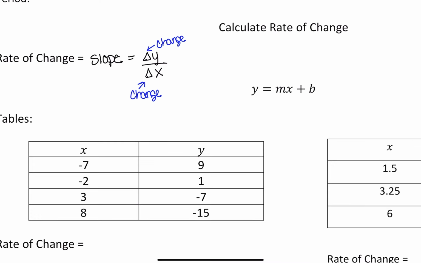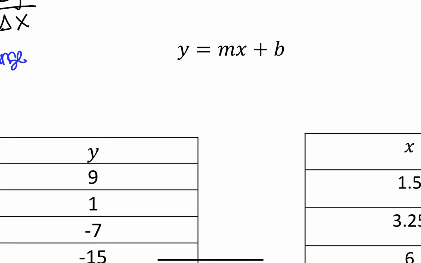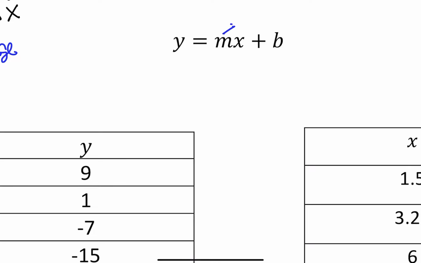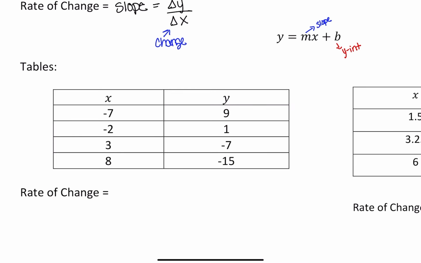Now, let's go to our slope-intercept equation. The m always is going to stand for or represent slope. Your b is always going to represent your y-intercept. Okay, so the first way that we're going to discuss is going to be through tables.